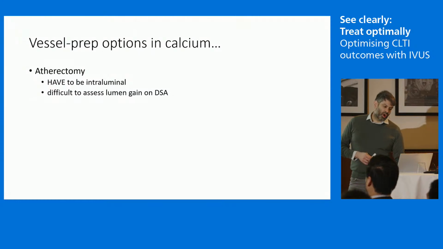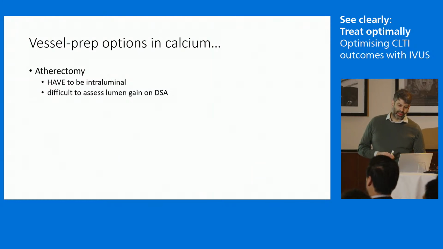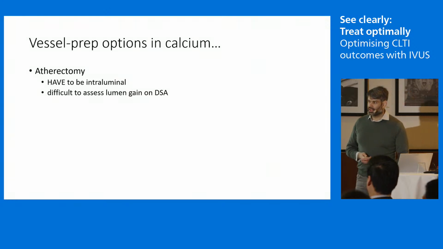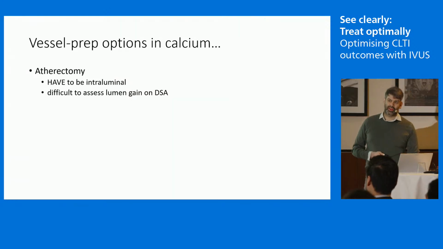So what options do we have for vessel prep in the setting of heavy calcium? Well, really, over the years, it's come down to 2 main things, and the first one is atherectomy. With atherectomy, you obviously have to be intraluminal, and this is where IVUS can help us a lot. If you look back at some of the earlier atherectomy trials, you would see a perforation rate of between 3 and 5%, and you have to remember that a lot of those trials, most of the patients, were done without the benefit of IVUS.